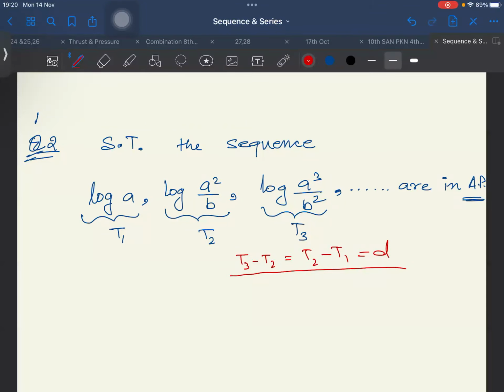Shri Kruti, Hari, Raghav, Shreya, you will calculate T3 minus T2. And others, Nidhi, Hari, Haran, Abhinav, you will calculate T2 minus T1. Tell me fast. So T3 minus T2 is log A by B. Okay. T2 minus T1, how much?